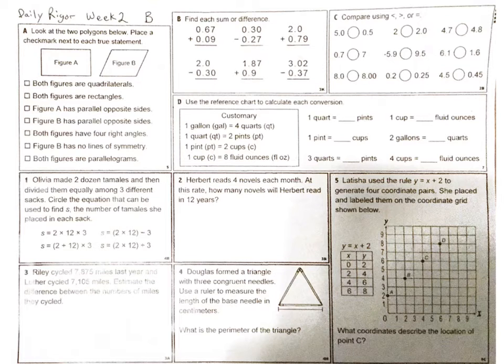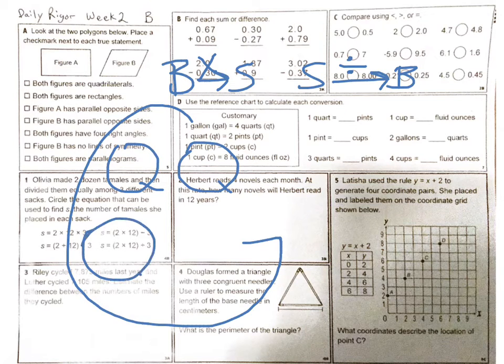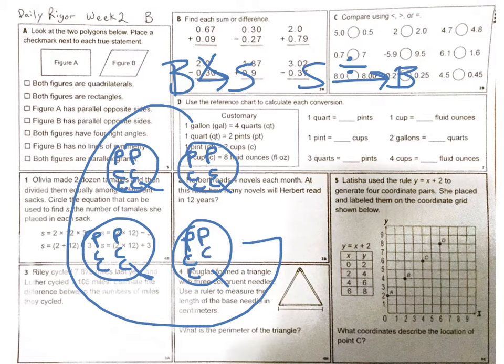D, use the reference chart to calculate conversions. All right, big to small, you're going to multiply. Small to big, you're going to divide. You can also make your gallon man. A gallon has 4 quarts. Each quart has 2 pints. Each pint has 2 cups. And then each cup has 8 ounces. Okay, however you want to do it.